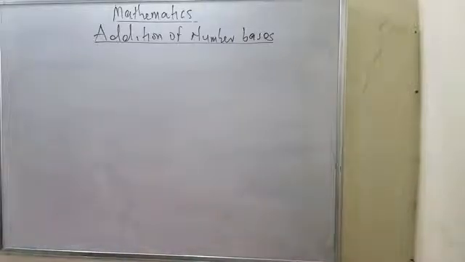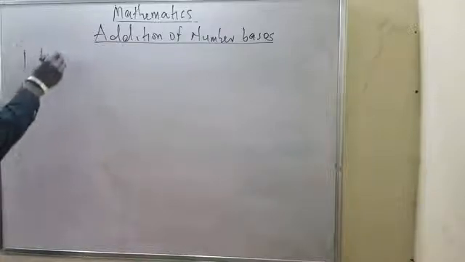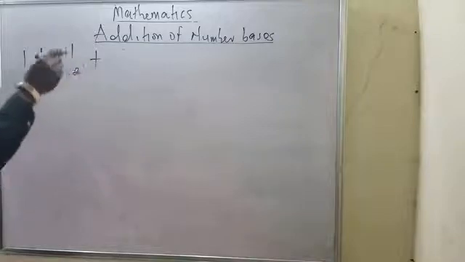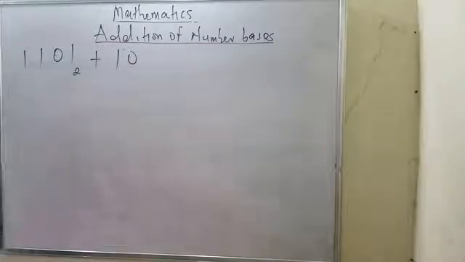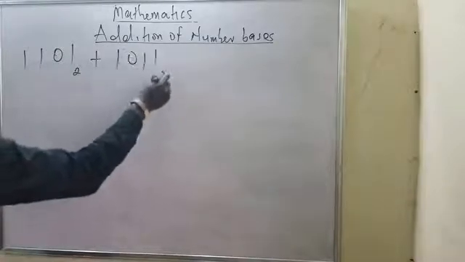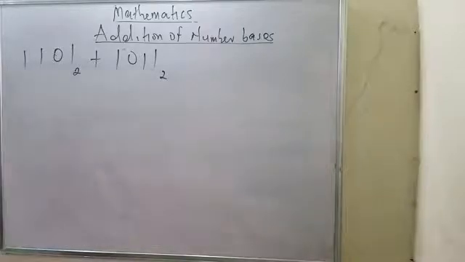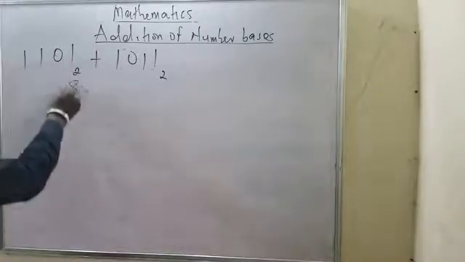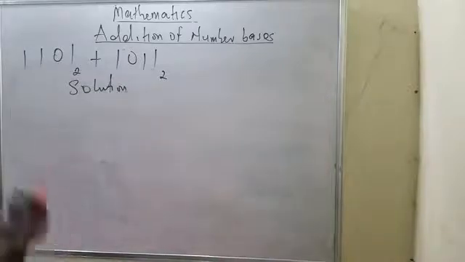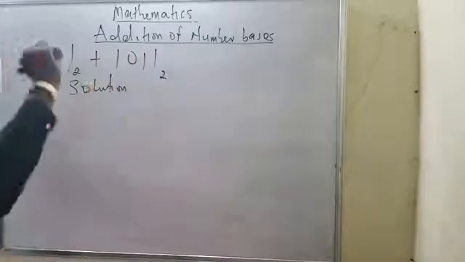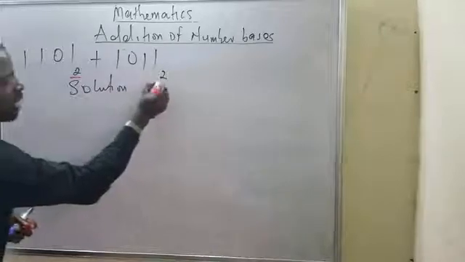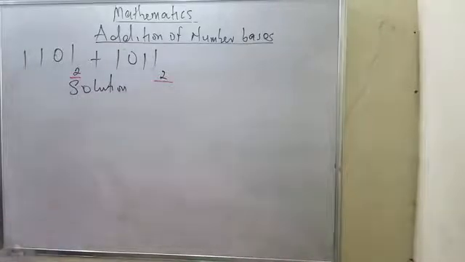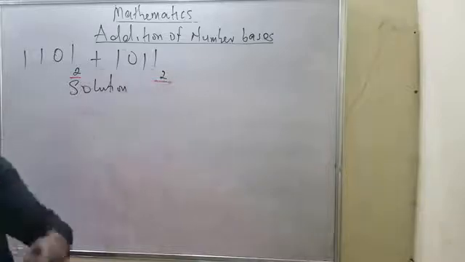Now, I have some numbers. Let me just quickly pick up a number: 1101 base 2 plus 1011 in base 2. Now, I want to add up these two numbers. Before I add or operate, I must check whether they are of the same base. Base 2 is equal to base 2, no problem, I will add.